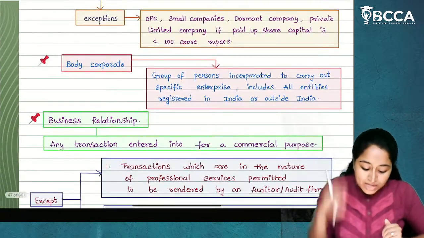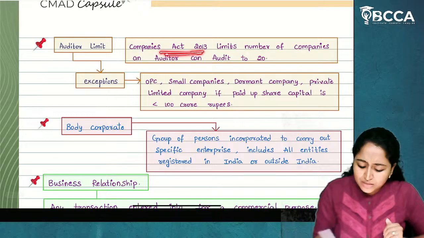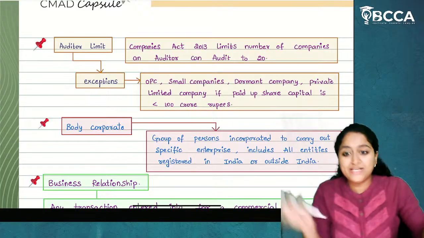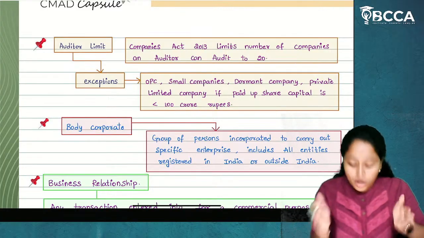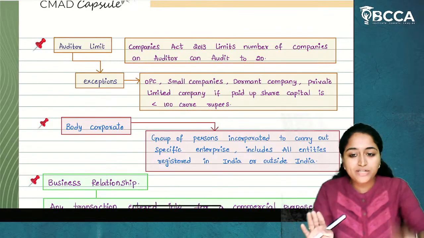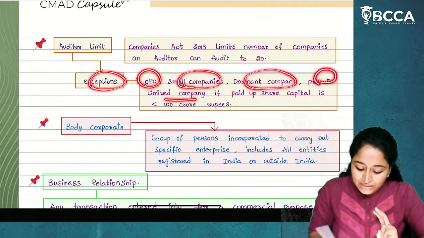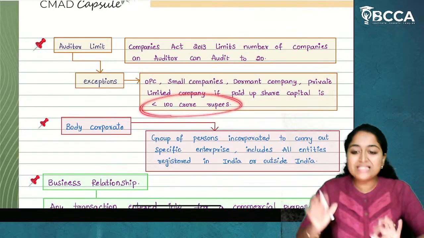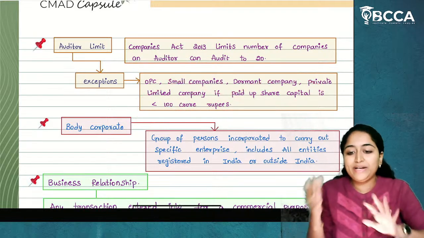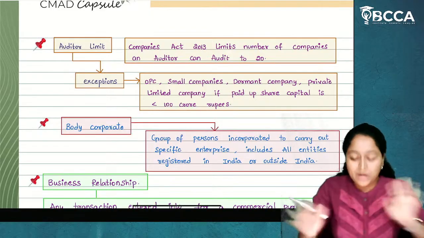And he has exceeded the auditor's limit. Now, what is the auditor's limit? Similar to the director's limit, we have an auditor limit. The Companies Act 2013 limits the number of companies an auditor can audit at the same time, not throughout his lifetime. At the same time, he can't do the audit for more than 20 companies at a time. He should be the only auditor for 20 companies. And exceptions are OPC, small company, dormant company, private limited company with paid up share capital of less than 100 crore rupees. These are exemptions. Other than these companies, he can be appointed for 20 companies at the same time. If he is being appointed for the 21st company, he is disqualified.